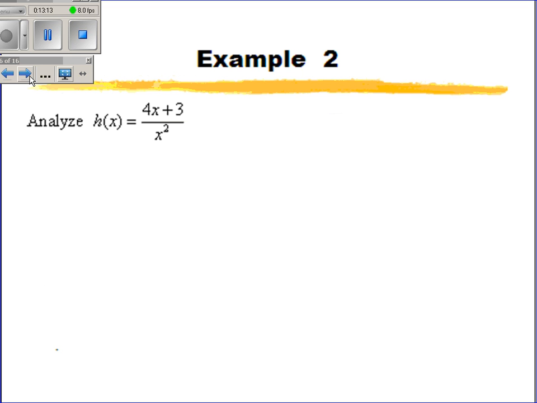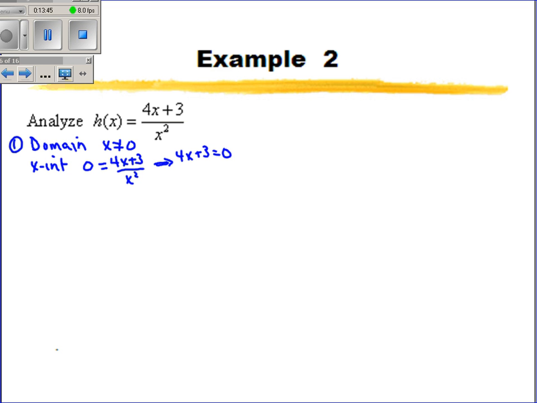Okay, now look at the graph of this one. Okay. First step, study the function itself. So we're going to see that there's an x in the bottom, so the domain is everything but x equal to 0. So x cannot be 0. The x-intercept is what you're going to get by setting y equal to 0. So (4x plus 3) over x squared, but the only way a fraction is ever 0 is if the numerator is 0. So 4x plus 3 is 0. So x is negative 3/4. So that's our x-intercept.